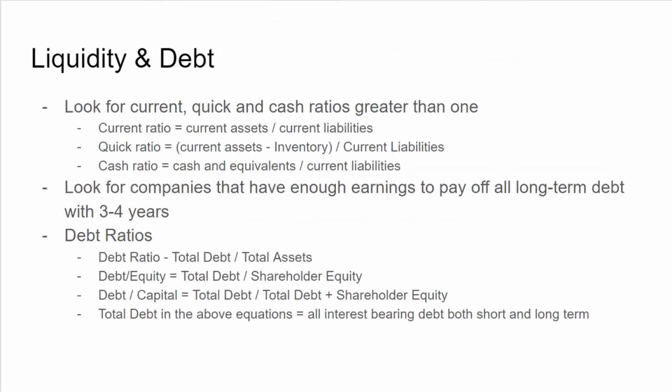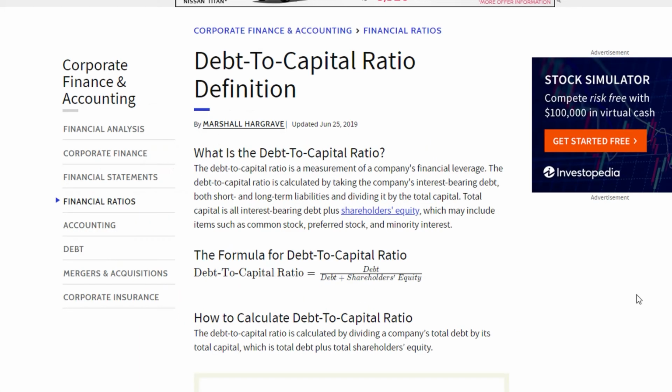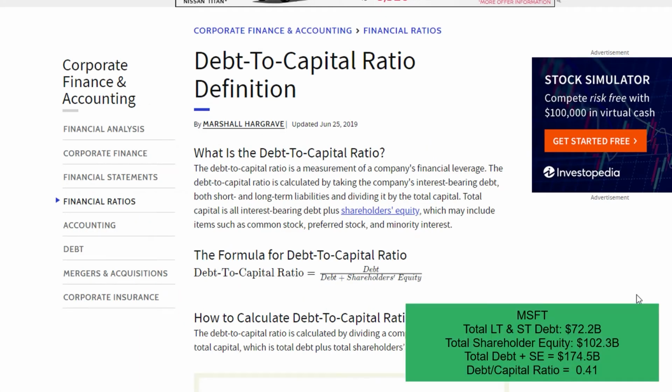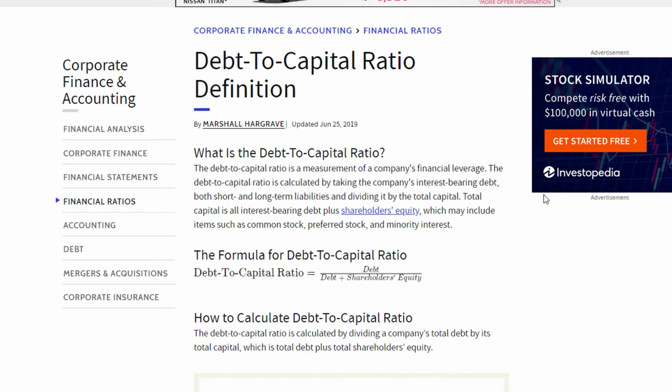All right, and the last one, we are going to look at debt to capital, which is total debt divided by total debt plus shareholder equity. So the debt to capital ratio is a measurement of a company's financial leverage. The debt to capital ratio is calculated by taking the company's interest-bearing debt, both short-term and long-term liabilities, and dividing it by the total capital. Total capital is all interest-bearing debt plus shareholders' equity, which may include items such as common stock, preferred stock, and minority interest. So again, this is just another ratio that tells us how much financial leverage the company is using.